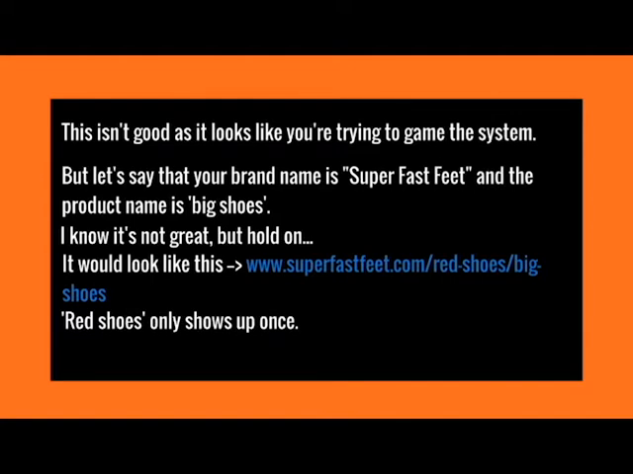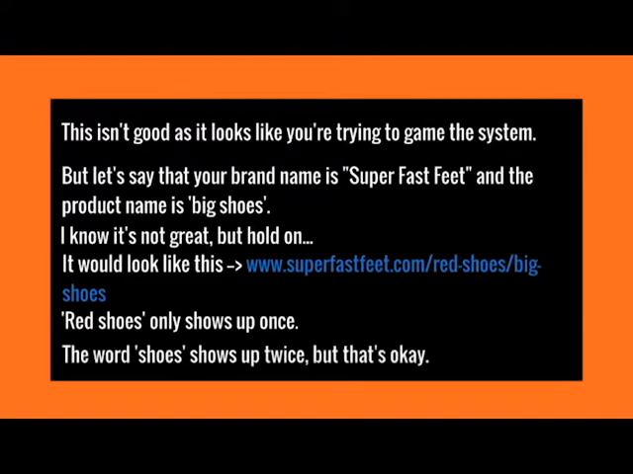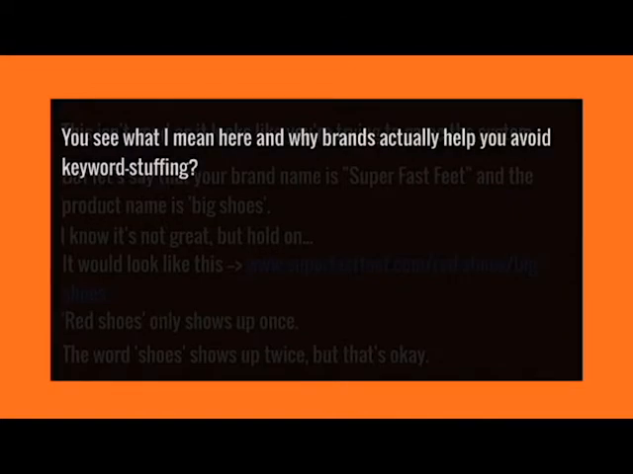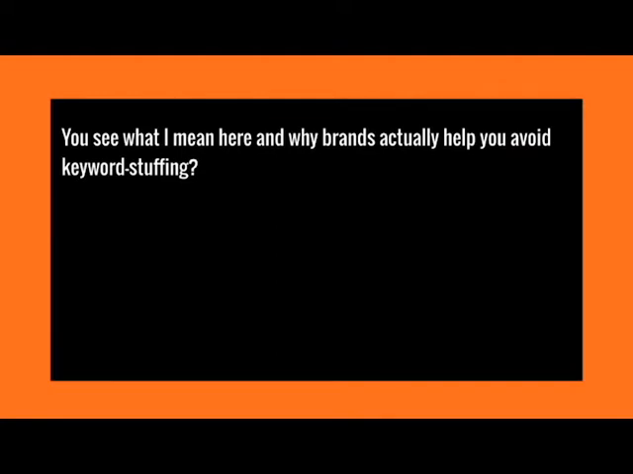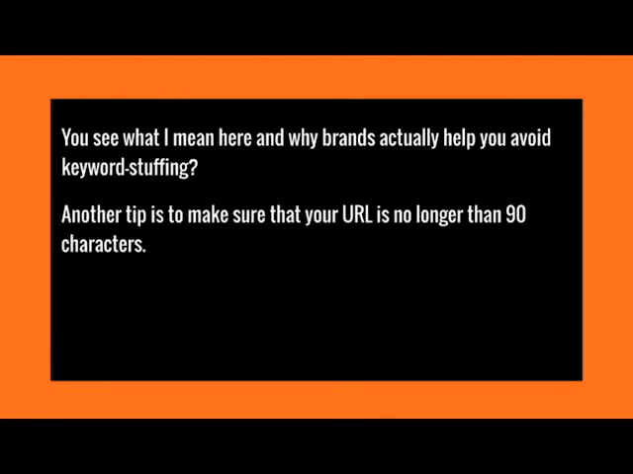You have the potential of selling other things. If you just do redshoes.com, you're stuck with only red shoes, right? But with Fast Feet as a brand name, you could cover shoes, you could cover slippers, you could cover socks, you can cover a variety of different products. You could even cover lifestyle of running exercise shoes and all that. So branding not only help you with your URL structure, but it will also help you diversify and expand what your website could potentially be about. Do you see what I mean here, and why brands actually help you avoid keyword stuffing? Now, another tip is to make sure that your URL is no longer than 90 characters long.